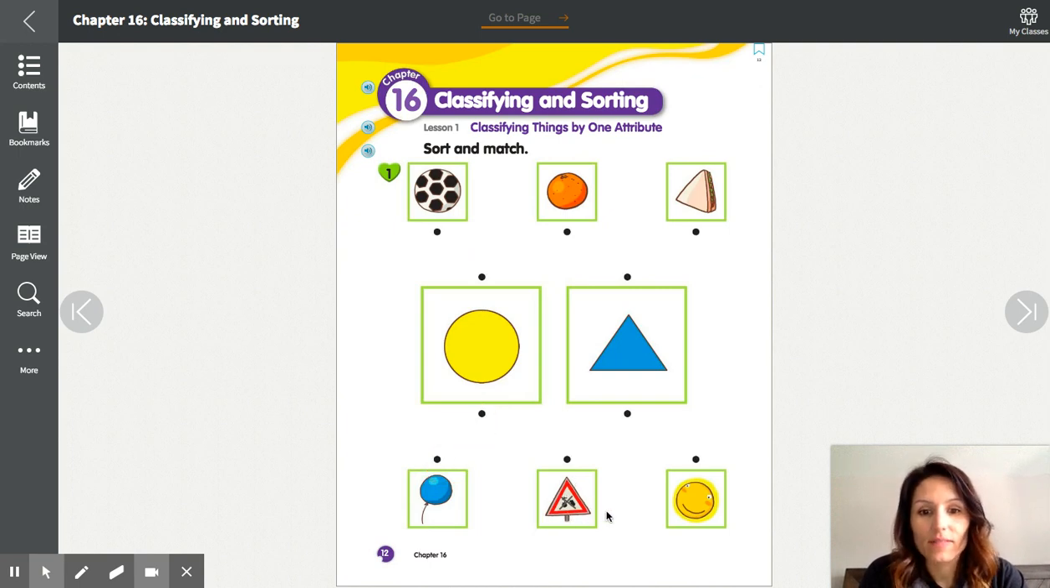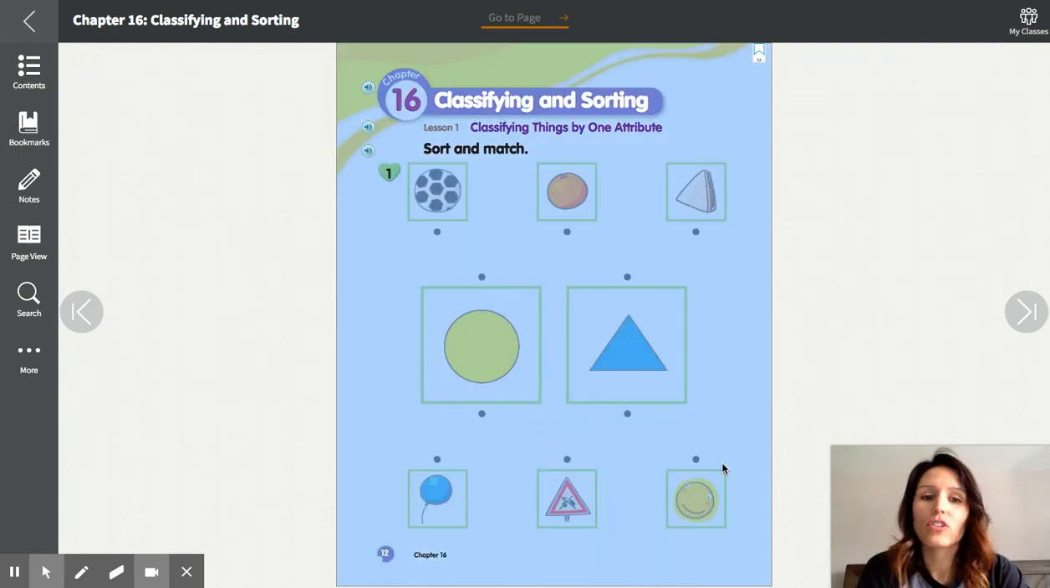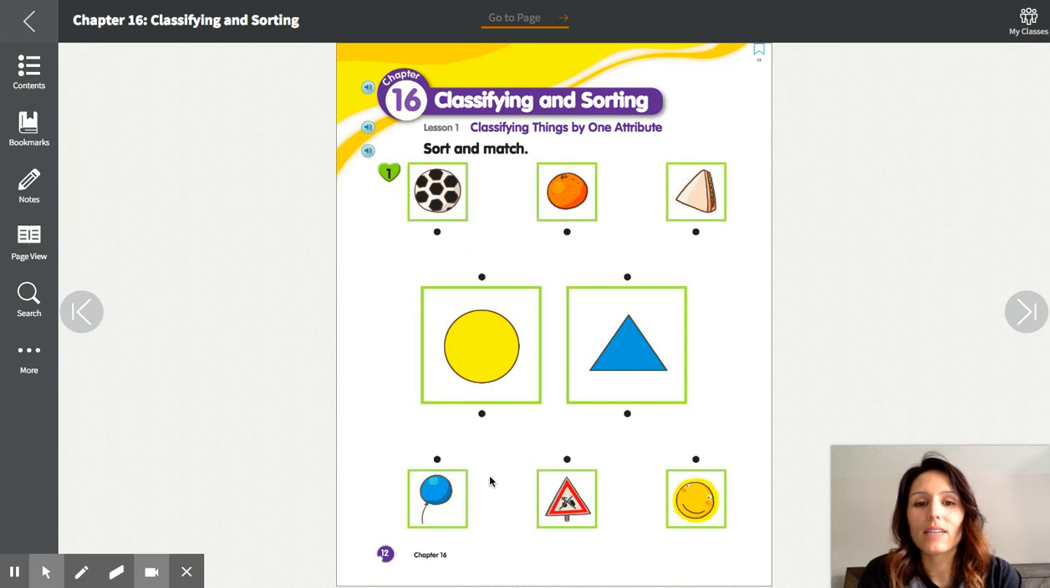This sign here, which shape is the sign? Same as a triangle. And lastly, we have the sun. And the sun is the shape of the circle. So you're going to draw a line. You're going to have some lines kind of going. They might cross each other, and that's okay. So that is page 12. Pretty simple. You should have sorted by shape.